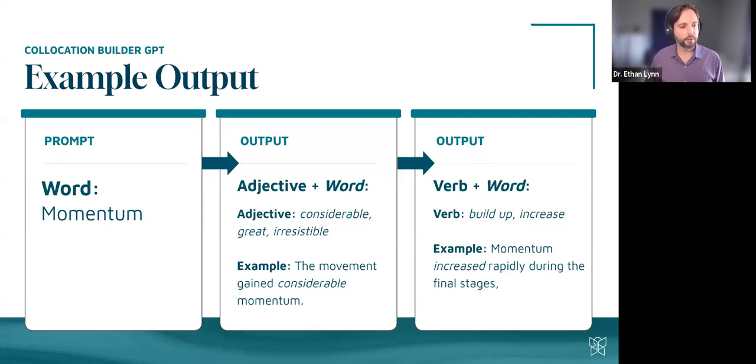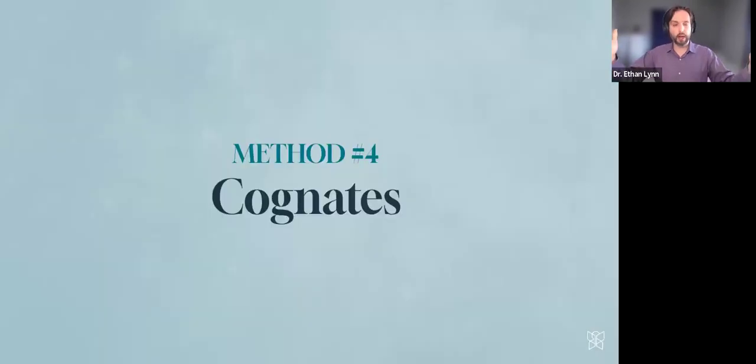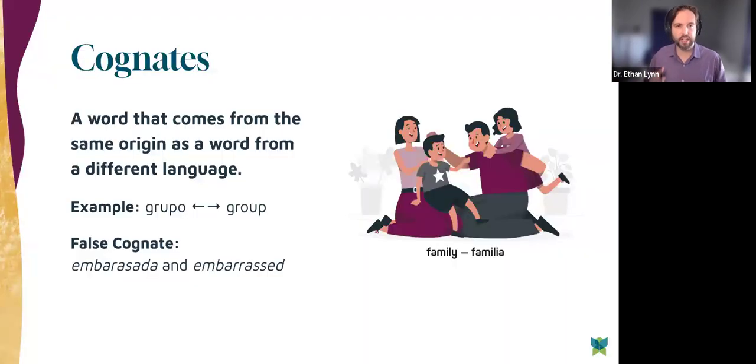We are rounding third, heading for home. Method number 4 now is cognates. I like cognates. I consider them low-hanging fruit. As a language learner, cognates were really nice because they didn't require as much brain power to remember and recall these words. So what is a cognate? I tried to come up with a nice little definition: a word that comes from the same origin as a word from a different language.